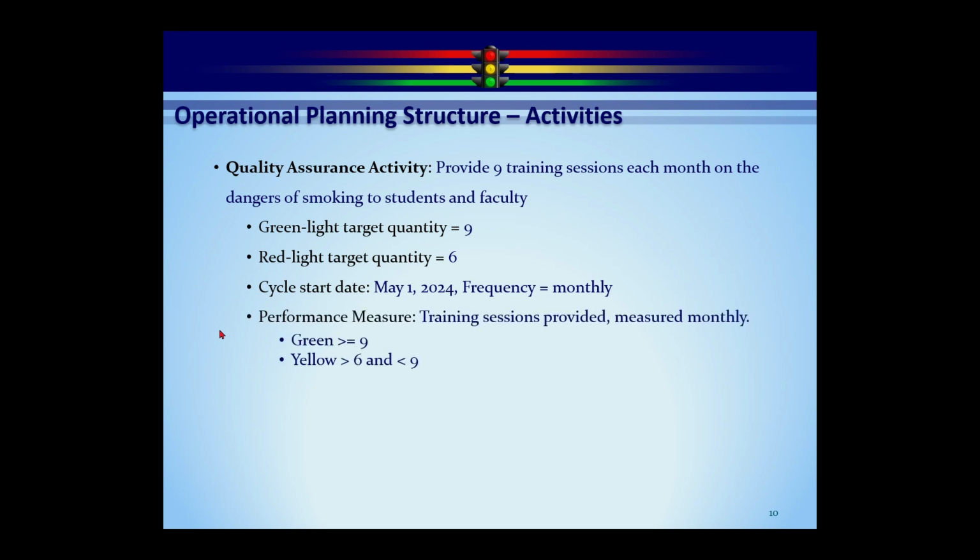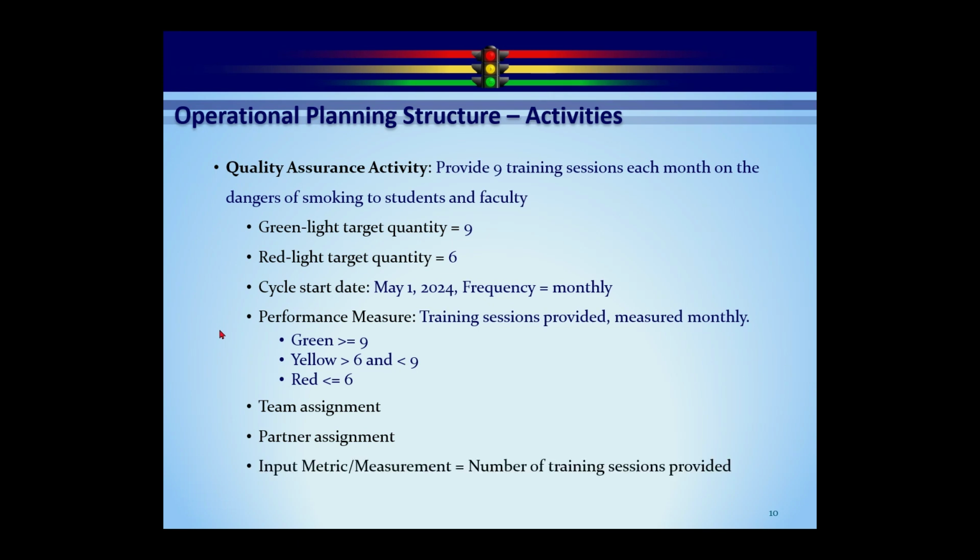Our performance measure will be created for you, and I'll show you how that happens in a few minutes here. In this case, our performance measure is training sessions provided, measured monthly, and our green, yellow, and red values. And then again, team and partner assignments. And as you can imagine, our measurement's pretty simple. How many training sessions did we provide? So that's the QA activity. By the way, the least used type of activity, just because it's very specific to something that's repetitive.